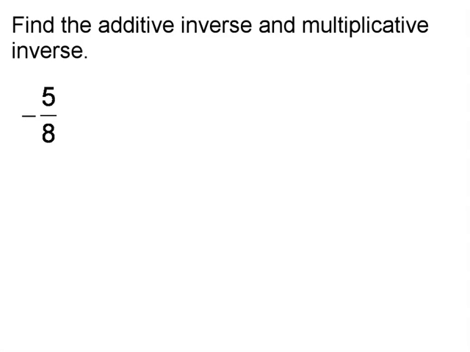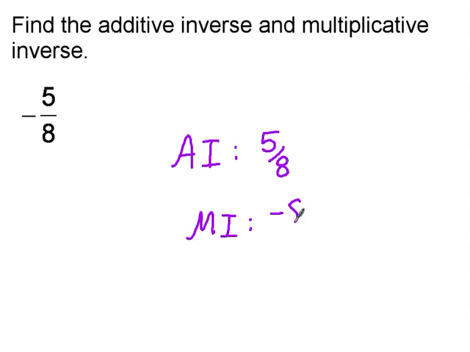Okay, let's look at another one. Find the additive inverse and the multiplicative inverse. What's the additive inverse? 5/8. What's the multiplicative inverse? Negative 8/5. Okay? You got to keep the negative sign because it's just the flip. Because if you take negative 5/8 times negative 8/5, you get the number 1.